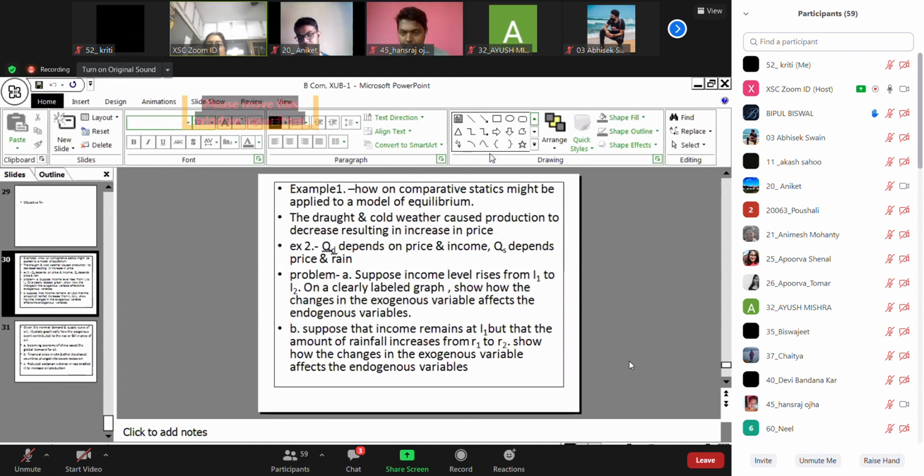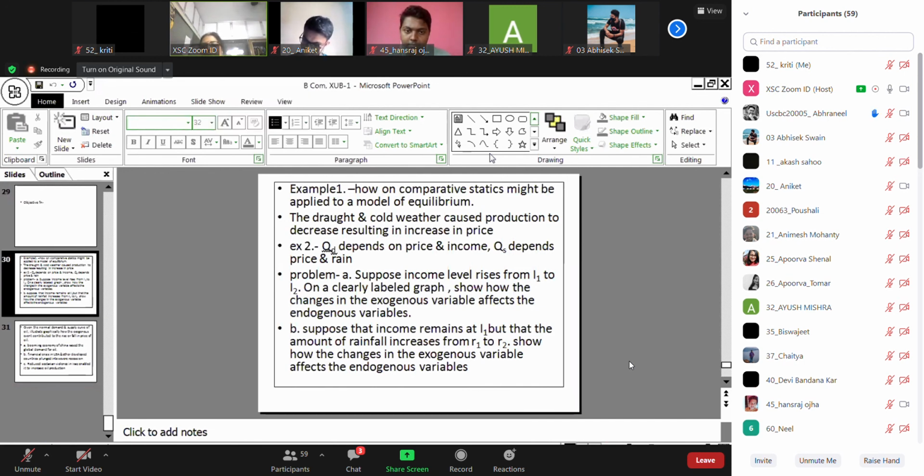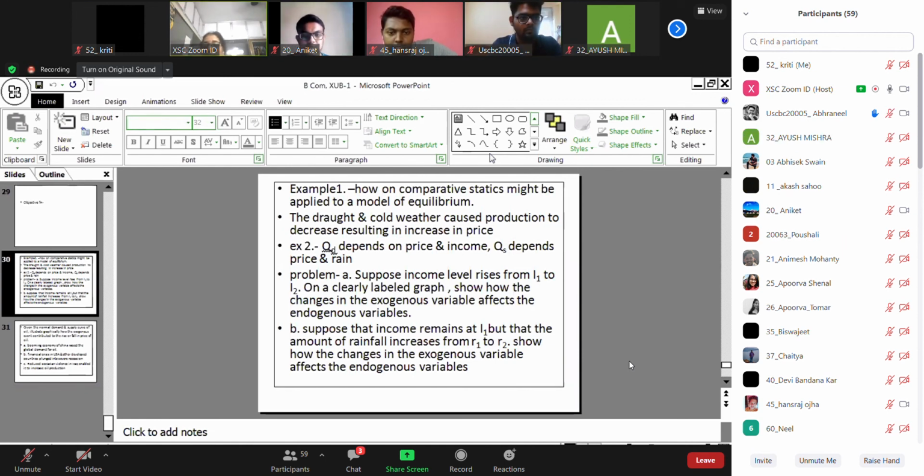Take another example. Suppose rainfall increases, and we are assuming that supply depends upon price and rainfall, and an increase in rainfall will result in an increase in supply of the commodity. In that case, what will happen? Supply curve will shift to the left? Left means decrease, right means increase. Just draw a diagram. Because of rainfall, supply has increased, so it will be shown by a shift of the supply curve to the right.